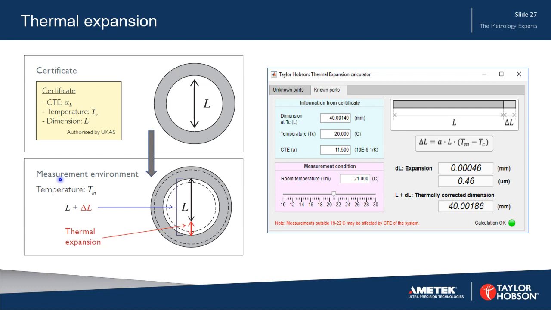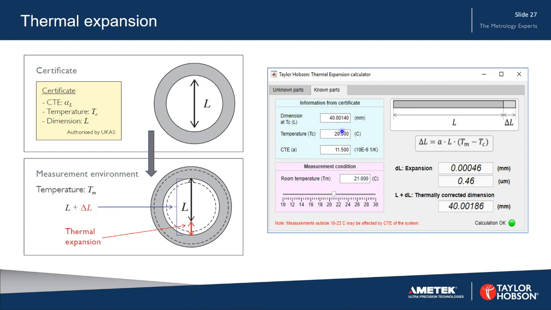we then move it into the measurement environment, into the inspection room or the shop floor, where we can see the effect of a different temperature. So we have the original diameter plus the effect due to thermal expansion, delta L.